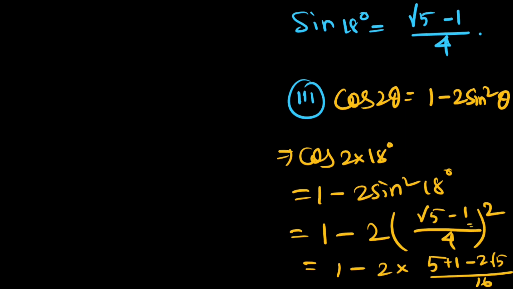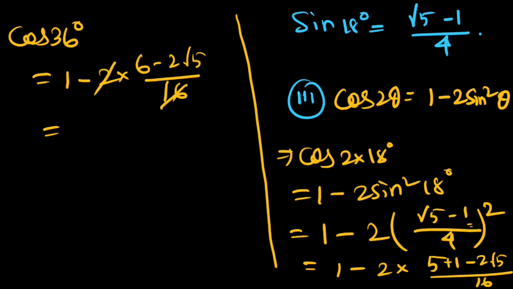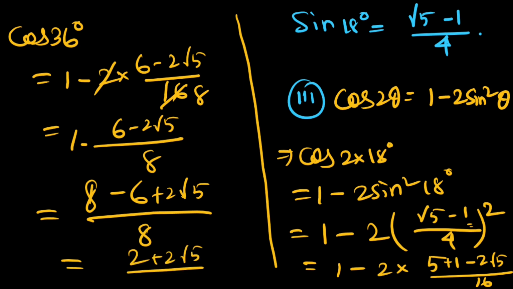We expand it using the a minus b whole square formula. So therefore cos of 36 is equal to 1 minus 2 times 6 minus 2 root under 5 over 16. Therefore this cancels, it's 8. So 1 minus 6 minus 2 root under 5 over 8. Therefore 8 is the LCM, 1 minus 6 plus 2 root under 5, it is actually 8 minus 6, that is 2 plus 2 root under 5 over 8. It is actually root under 5 plus 1 over 4. So we got cos 36.